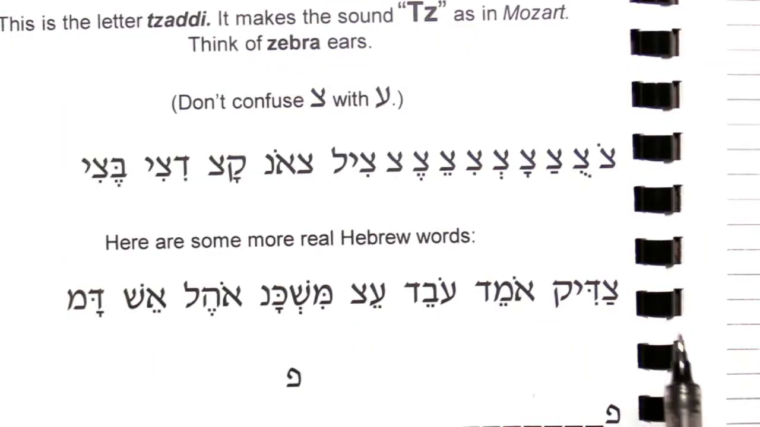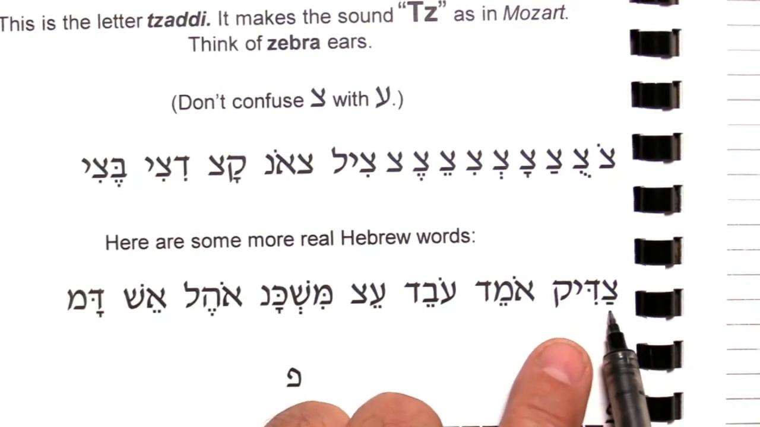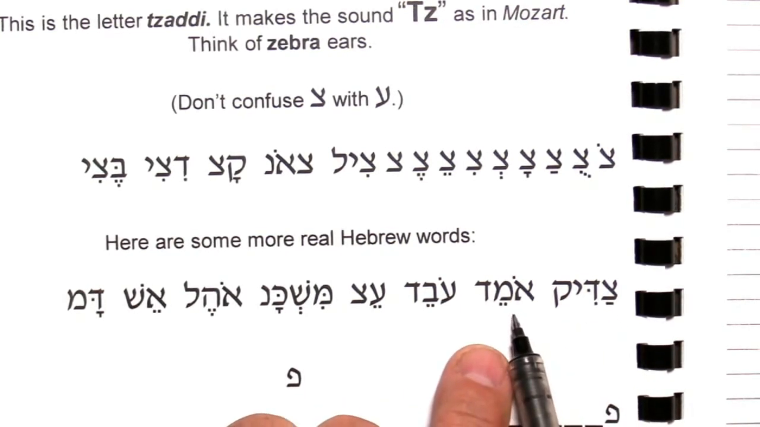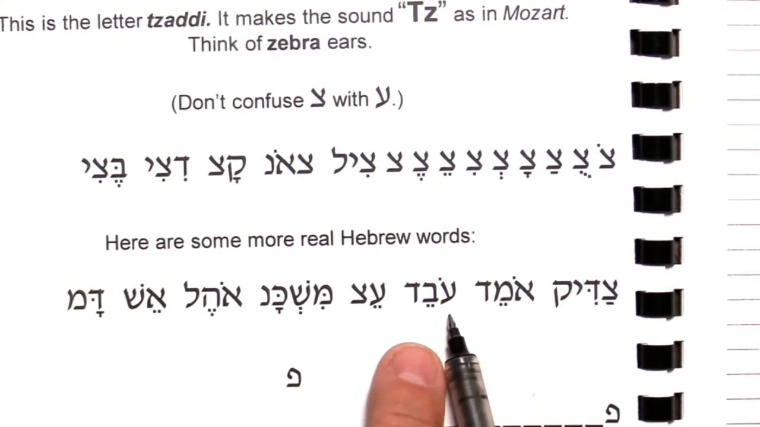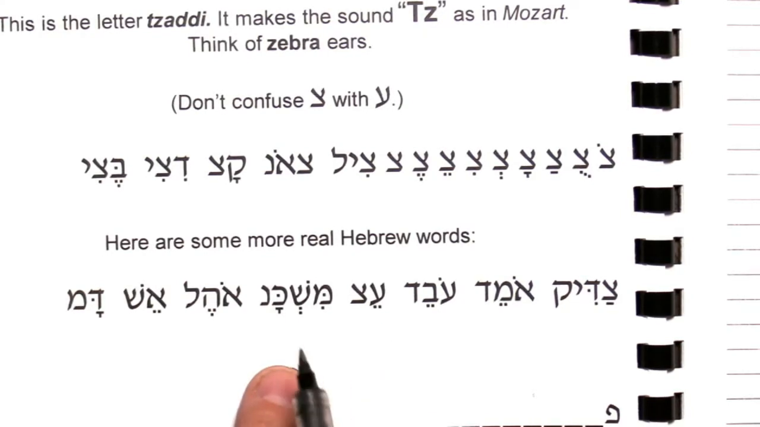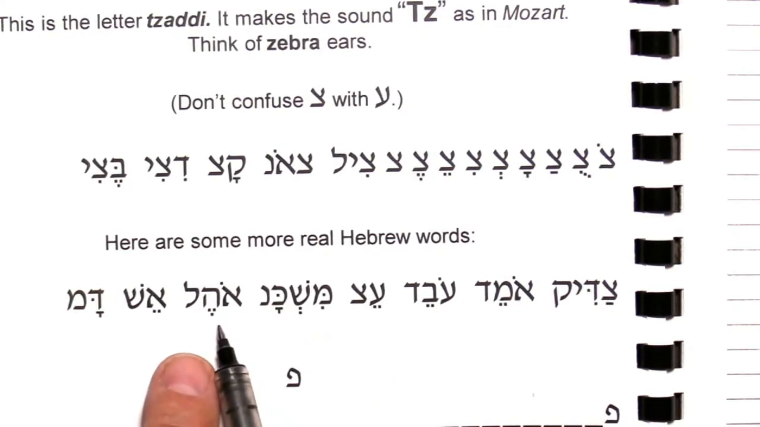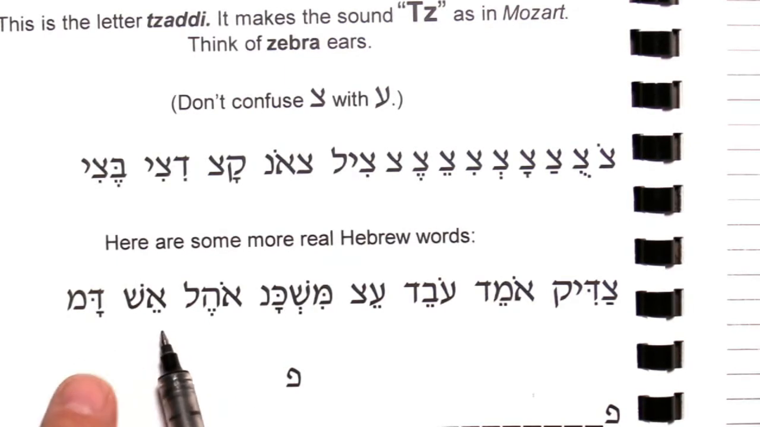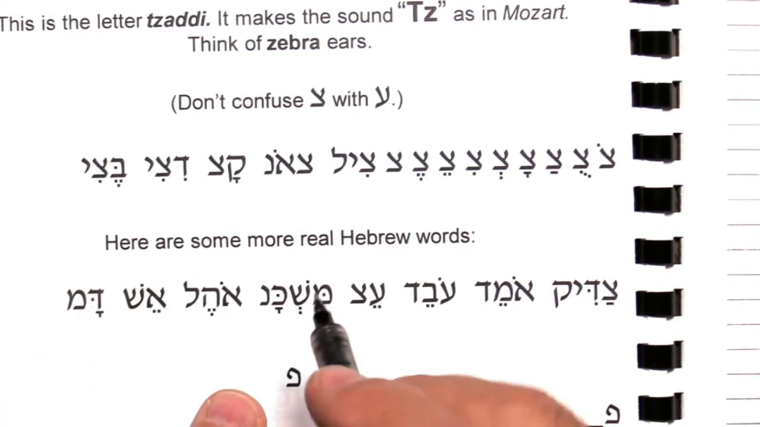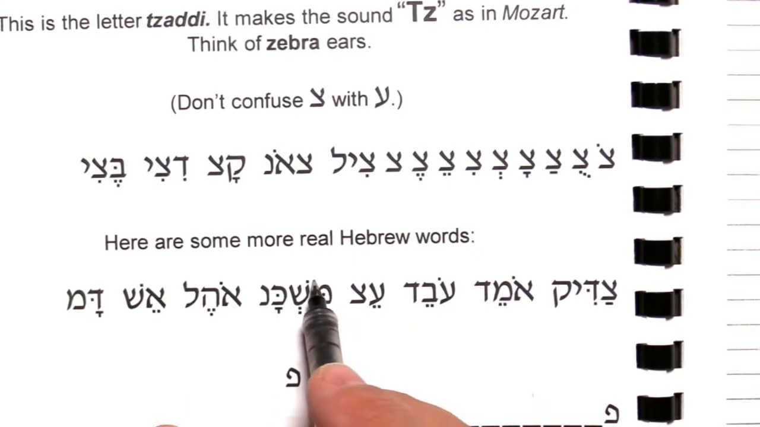All right. The first word is Tzadik. Next, Omed. Oved. Eitz. Mishkan. Ohel. Esh. And Dam. These are all very interesting words, but a couple that I want to draw your attention to are these two right here.